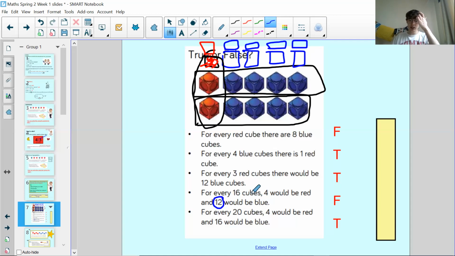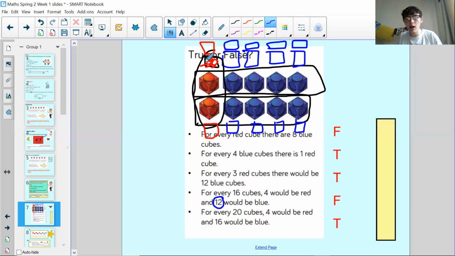So not 12, 16. So that is false. And for every 20 cubes, so imagine once again, I'm adding another layer of cubes. I'll do it down here. So now I've got 20 cubes. I've got my 1 red and my 4 blue. As I know, for 1 red, there are 4 blues. So for every 20 cubes, 4 would be red and 16 would be blue.